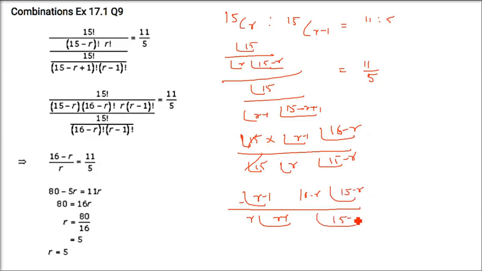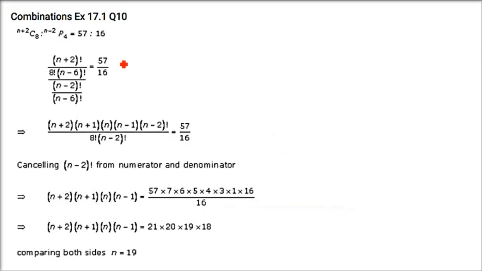And then you have 15 minus r already, 11 by 5. Now these two get cancelled, these two get cancelled. So you have 16 minus r by r equal to 11 by 5. Now just multiply these two, you get 80 minus 5r equal to 11r, 80 will be equal to 16r, and r will be equal to 80 by 16, that is going to be r equal to 5.